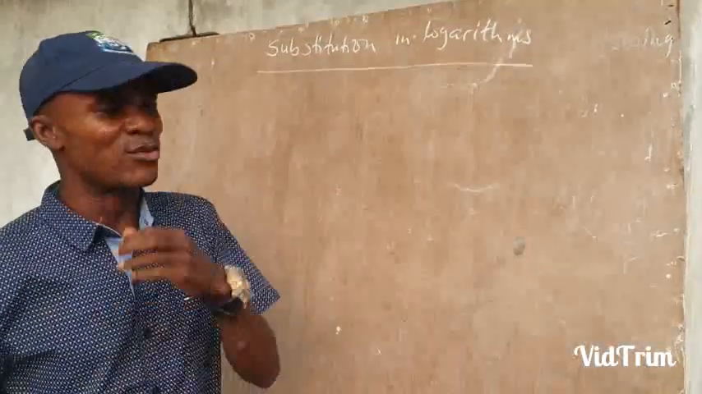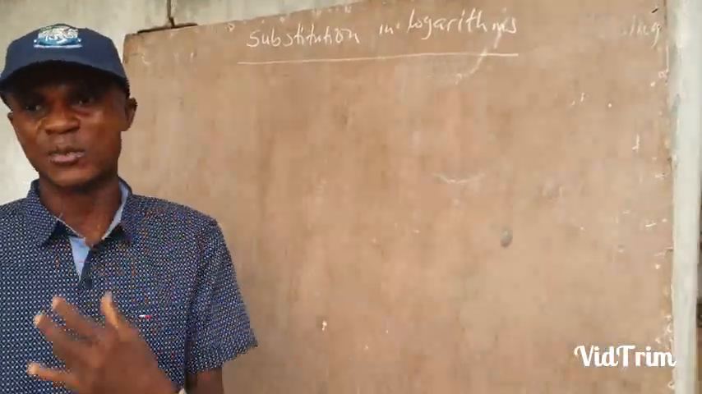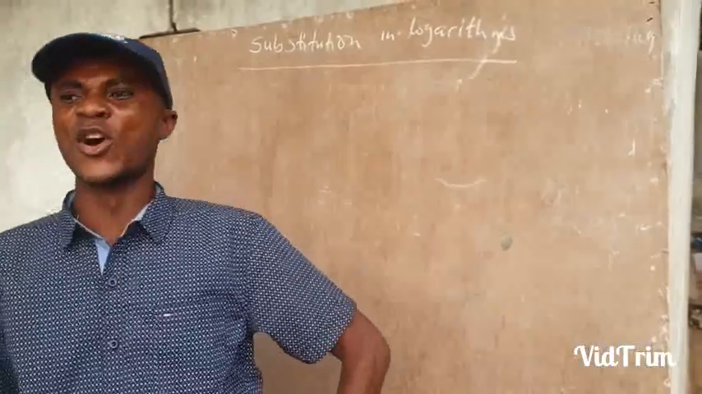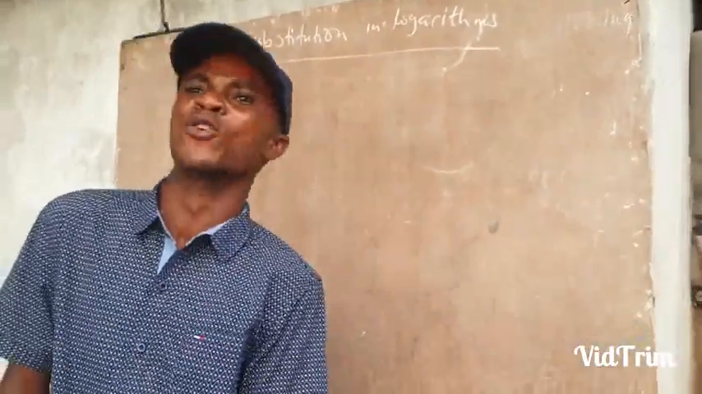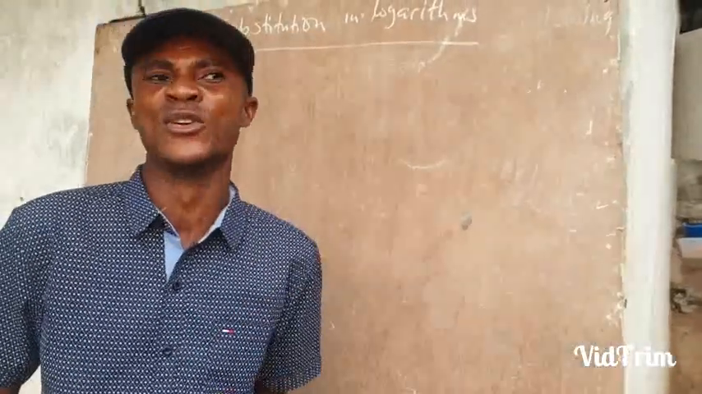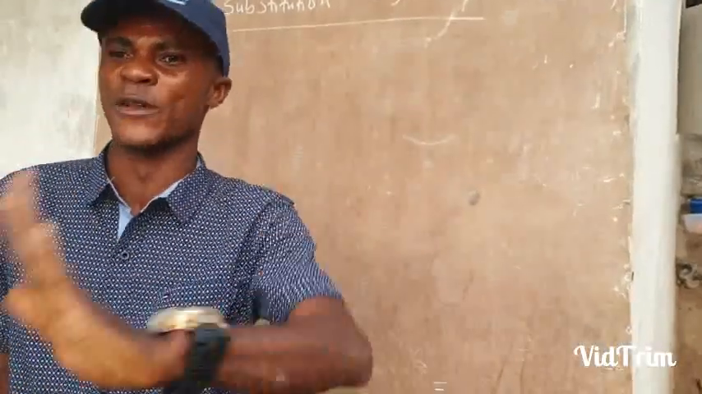The other aspect we want to look at is substitution now in logarithm. What do we call substitution in logarithm? Substitution, by definition, will just be when you replace one figure with the other. That is what we call substitution. You replace one figure with another figure. That means you have substituted the second for the first.